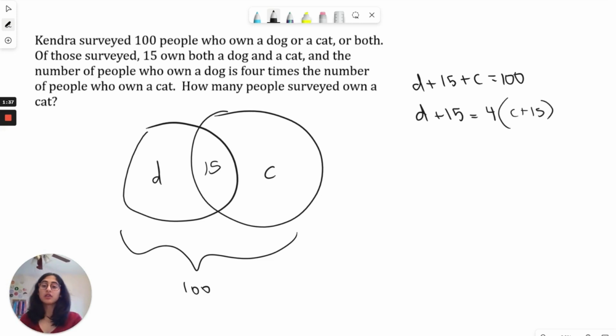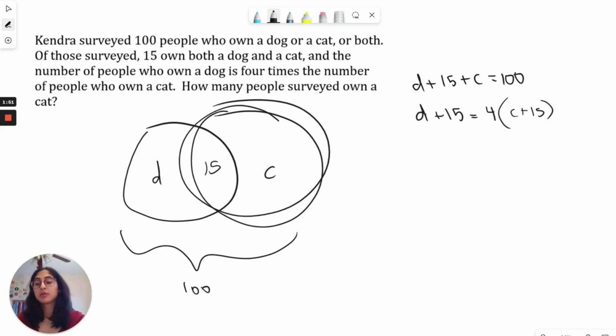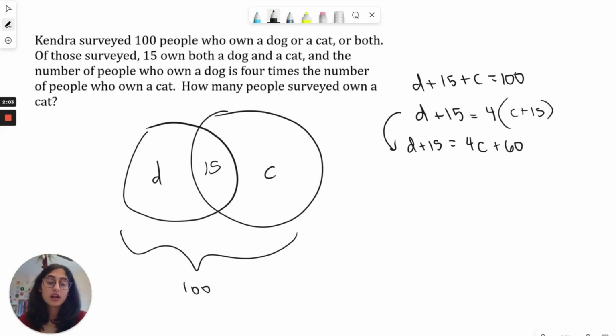And so now we have to find how many people own a cat. So we have a system of equations, and we can solve this to get C, which will give us everything in here, and then all we have to do is add 15, and it'll tell us how many people have a cat. So let's expand out this equation. We have D plus 15 equals 4C plus 60. And again, we want to solve for C first.